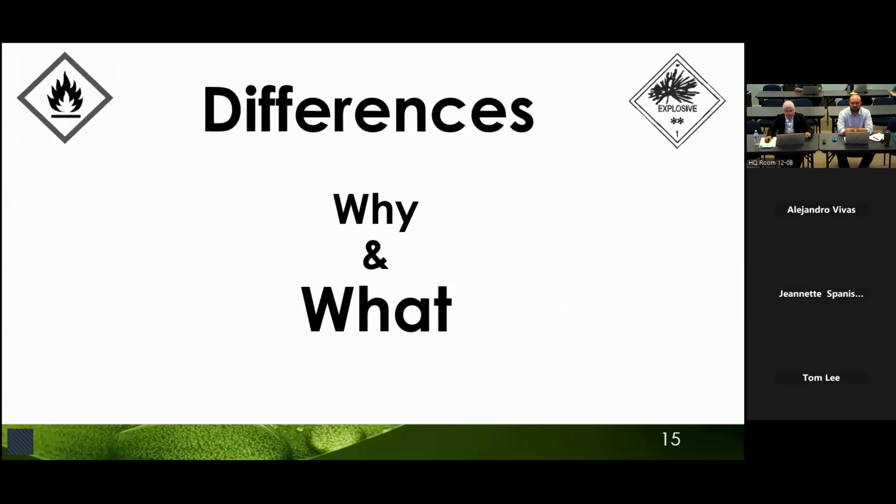DTSC recommends adopting these updates with the aim to keep California in line with federal standards and to align with current scientific progress, especially considering some of this waste criteria was established nearly 40 years ago. To understand these changes, we will start by exploring why these differences exist in the criteria for ignitability and reactivity, and then take a closer look at what those differences are.